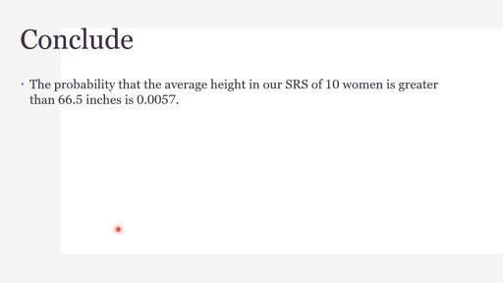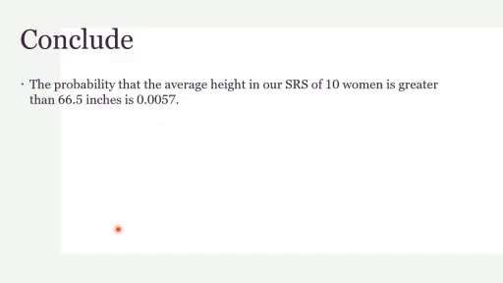Last thing we do here is write our sentence concluding what we just found. Our conclusion was that the probability of the average height in an SRS of 10 women being greater than 66.5 inches is 0.0053, or it's extremely small. You can go into a little bit more detail if you want to talk about it, but this is basically enough to do your conclusion.